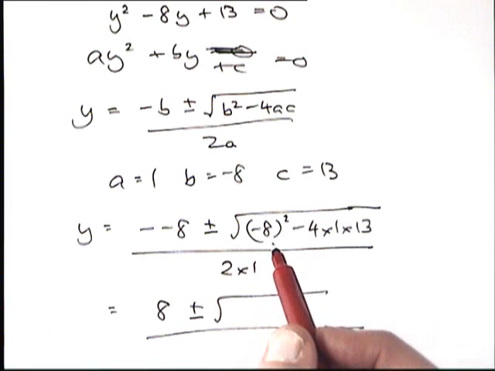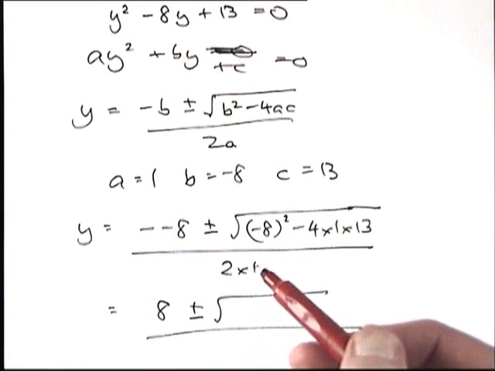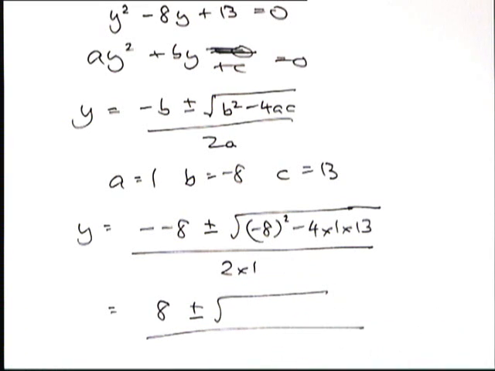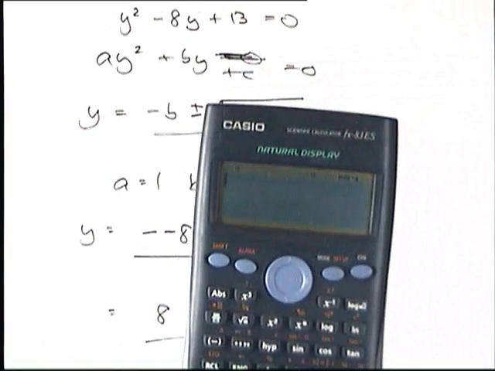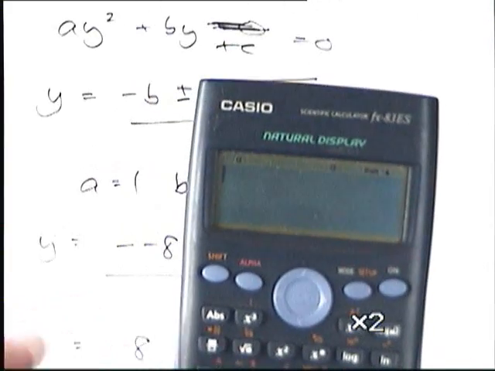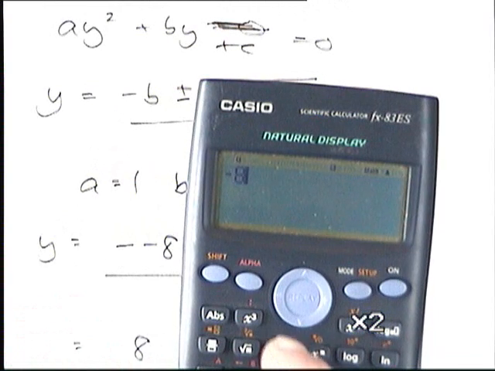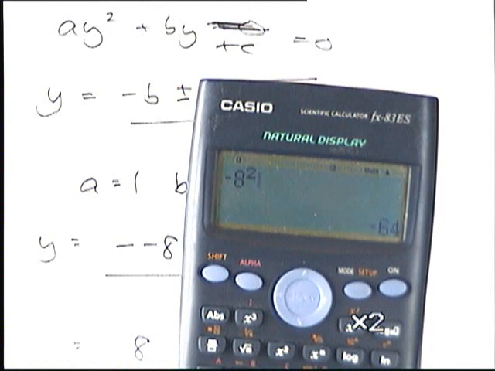Minus 8 squared. Now you need to be really careful here. If you just type in on some calculators negative 8 squared, you will get the answer negative 64, which isn't the answer to what we're trying to do. If I just show you on this calculator here, if we can see this, if I do negative 8 squared, it gives me the answer negative 64.